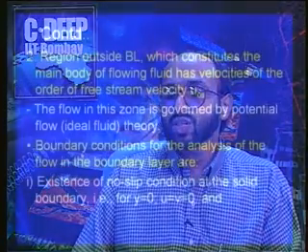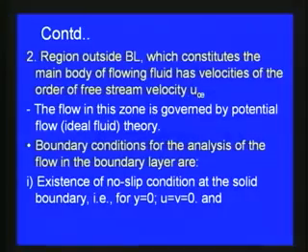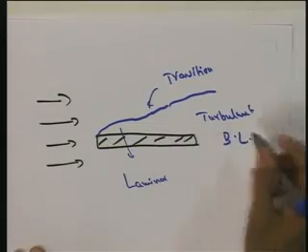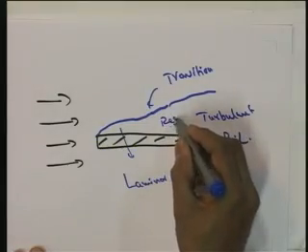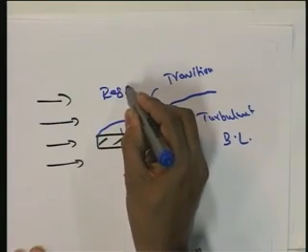With respect to this, the boundary conditions for the analysis of the flow in the boundary layer are, first, the existence of the no-slip condition at the boundary, that is, for y equal to 0, u is equal to v is equal to 0. Here, as we have seen, if you consider the boundary layer flow over a flat plate, region 1 as per Prandtl's theory is here, and this is region 2.